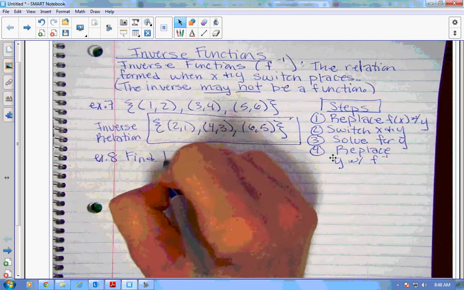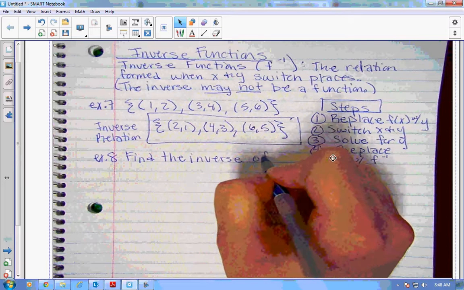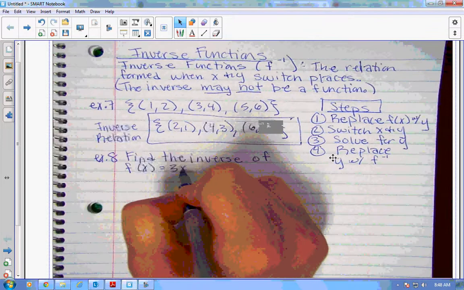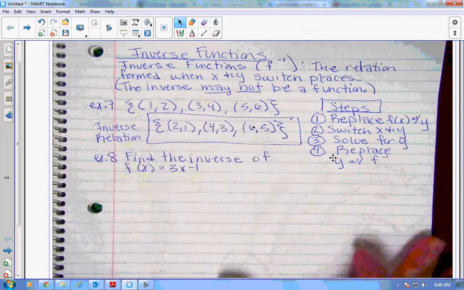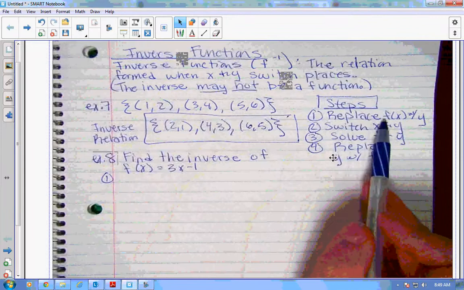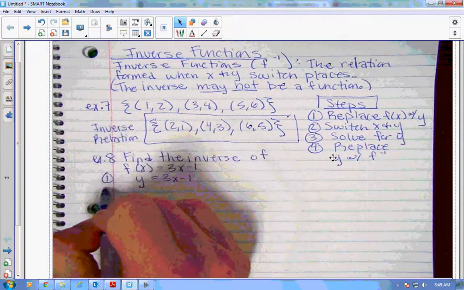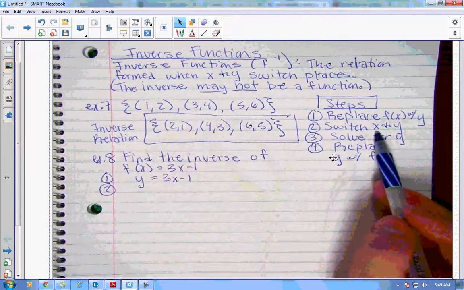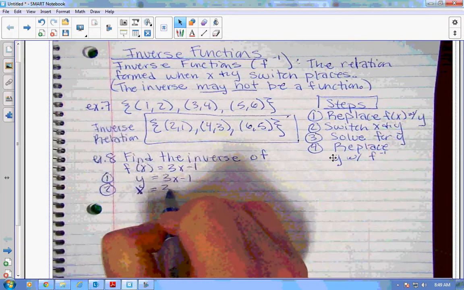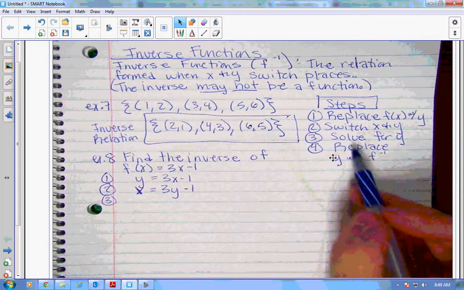Find the inverse of f of x, which equals 3x minus 1. Okay? Step 1. Replace f of x with y. We have y equals 3x minus 1. Step 2. Switch x and y. So instead of y, I'm going to put x equals 3. Instead of x, I'm going to put y minus 1. Step 3. Solve for y.